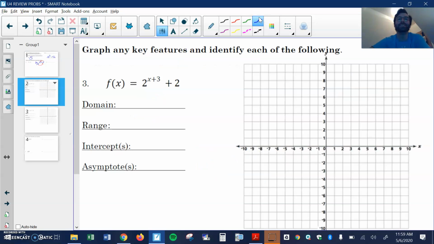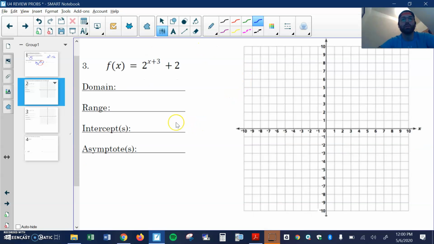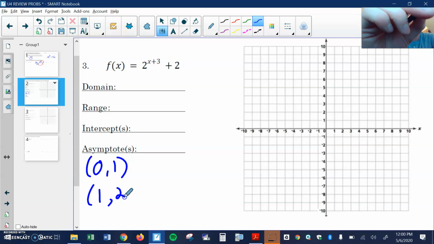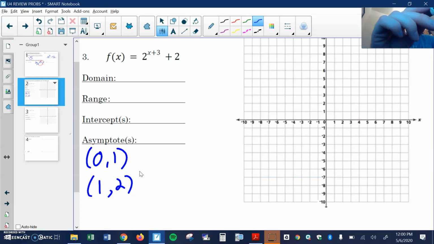All right, here we go. So we're talking about graphing exponential functions. Remember our key features here. Our key features are 2 points that we know, and then our horizontal asymptote. Our first point that we know is on every single exponential function is 0, 1. The next ordered pair that we know is 1, whatever our base is. Our base here is 2, so it's going to be 1, 2. And our asymptote, prior to any shifting, is always y equals 0.